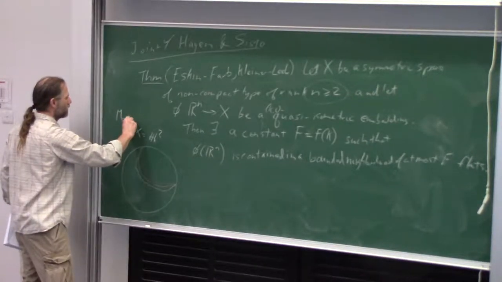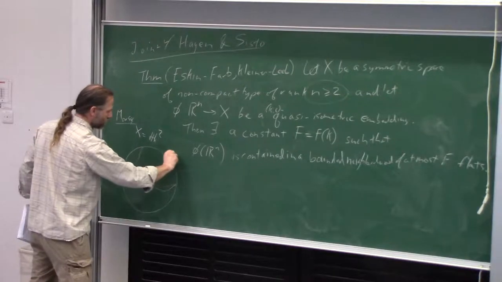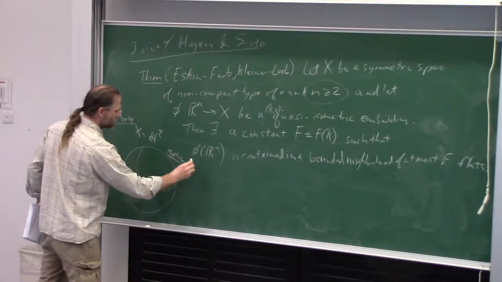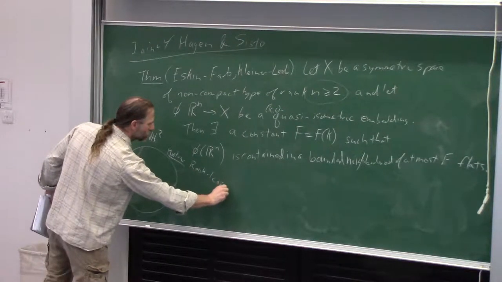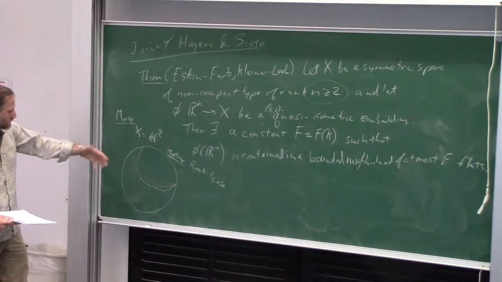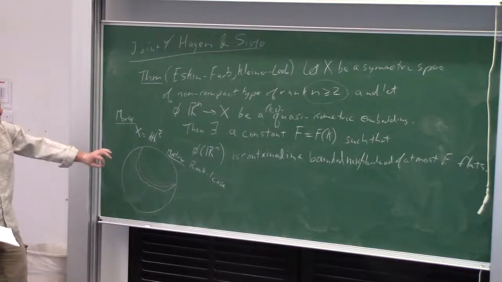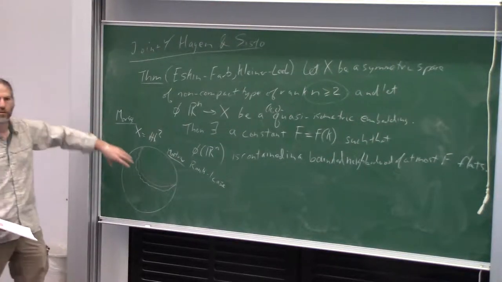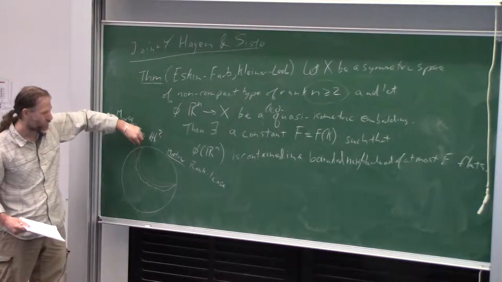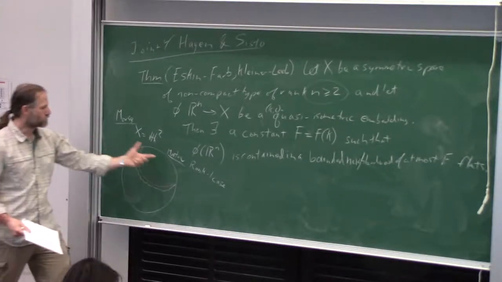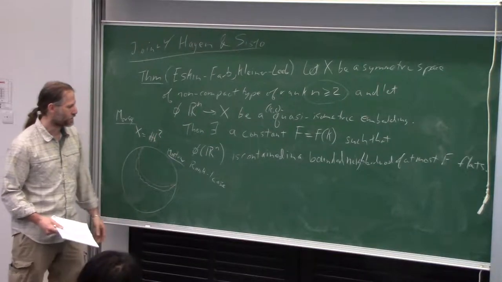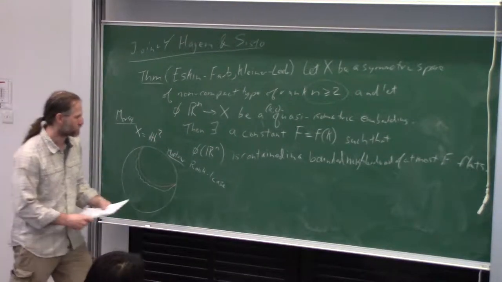So that was Morse. And then in the 60s, Mostow proved the rank one case. Again, you get a single geodesic, where a neighborhood of that contains your arbitrary quasi-geodesic. And that was used by Mostow to prove quasi-isometric rigidity for those symmetric spaces.